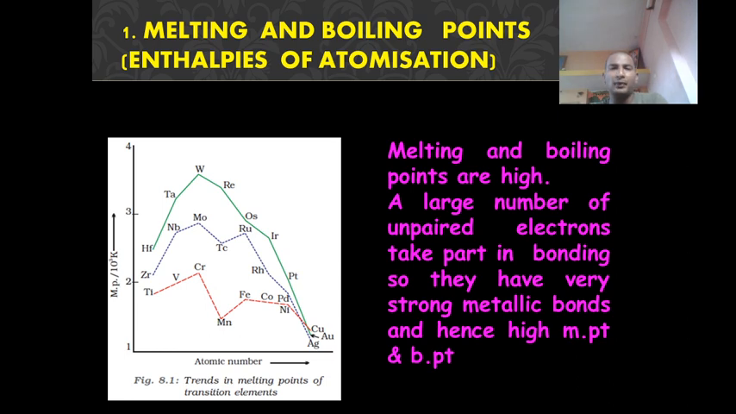Melting and boiling point. A large number of unpaired electrons take part in the bonding. Therefore, generally these D block elements have higher melting points.